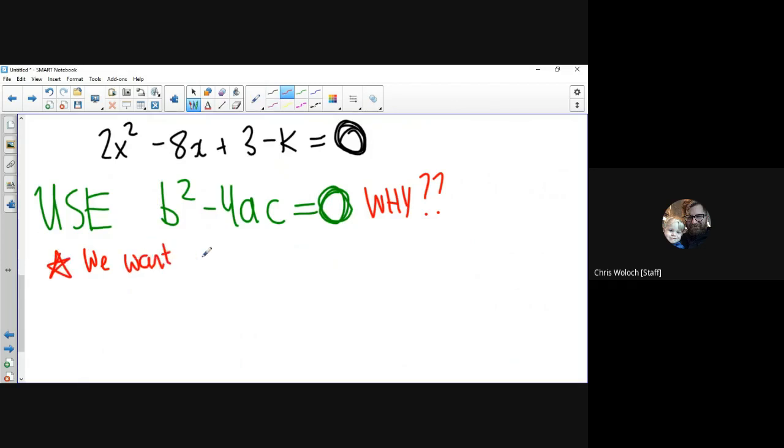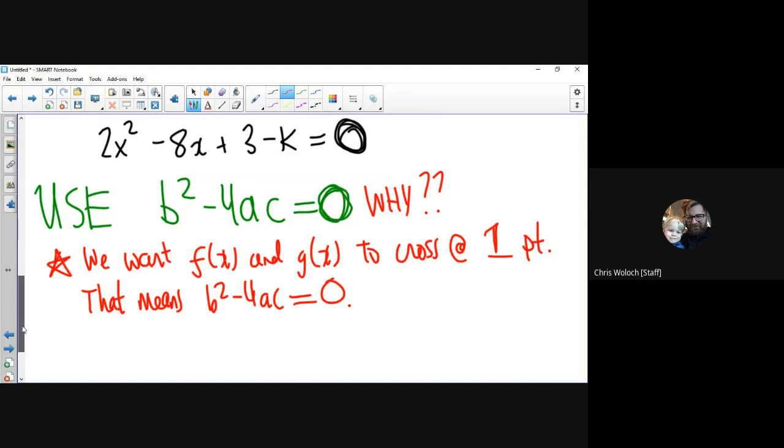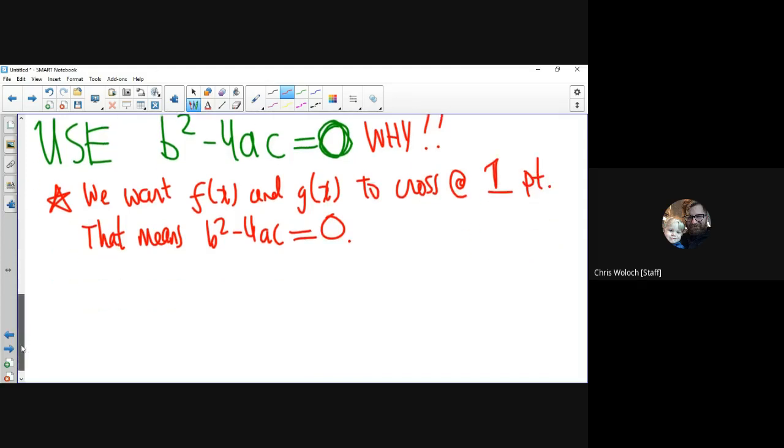Right, we want f of x and g of x to cross at 1 point. So that means for them to cross at 1 point, b squared minus 4ac must be equal to 0. All right. So let's do that.